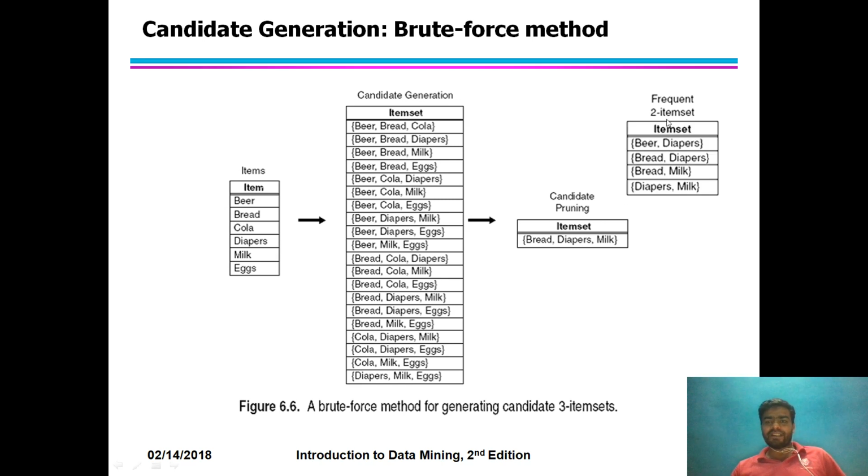Frequent item set generation, second list: beer diaper, bread milk, and diaper milk. These survive pruning. These are the frequent item sets whose support count is at least 3.